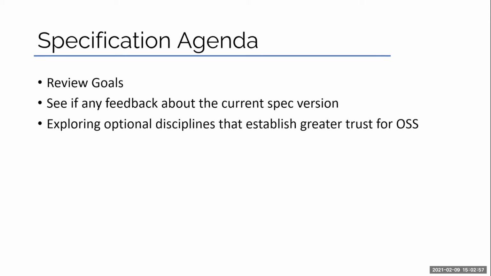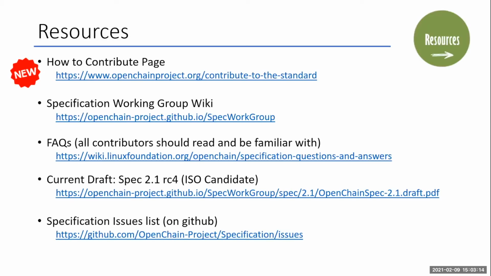And then also, I want to start this discussion that we've been having for a while about starting to add in additional areas for people to obtain additional conformance around trust around open source. So always a reminder to people that we have a number of resources that are specific to the spec. You can also go to the main project page and get access to these as well.